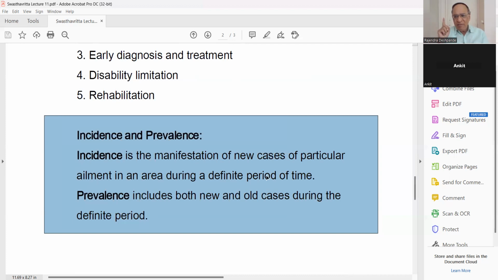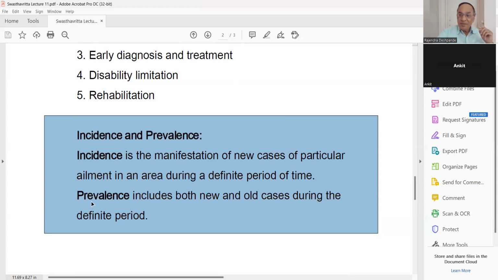You know, whenever there was corona, they were always talking about what? How many cases in Pune city? How many cases in Bombay? How many cases in these different areas? Nagpur, Delhi. So this is called incidence, the manifestation of new cases. Please write down, only short, don't write anything else. Manifestation of new cases of a particular disease. You can write down particular disease.